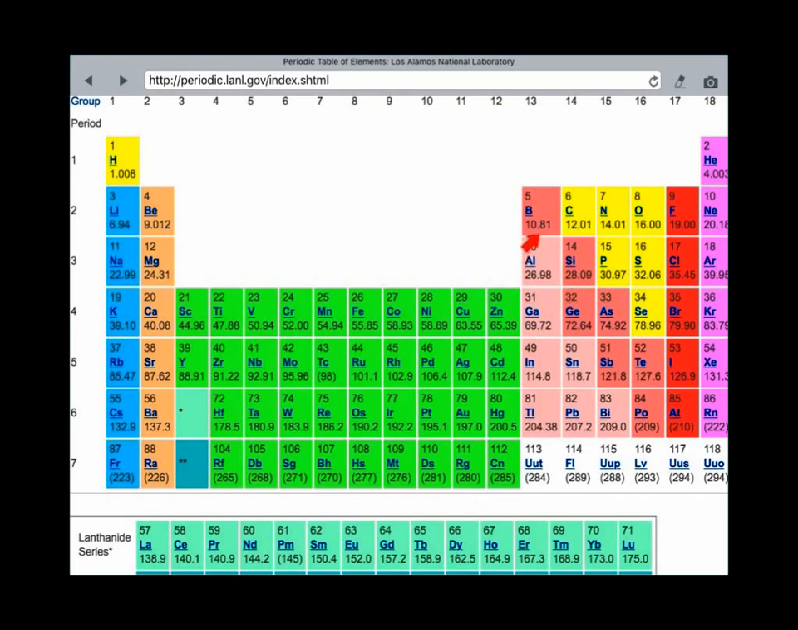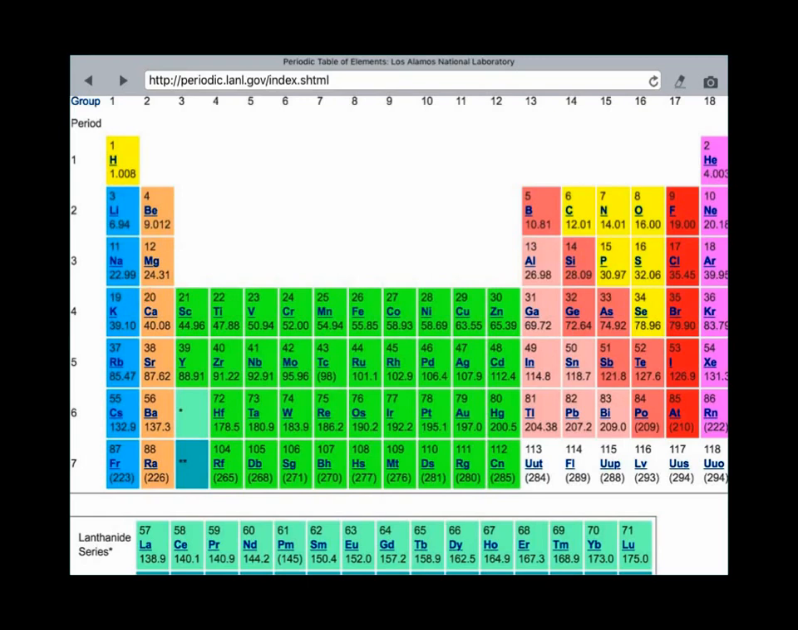For example, boron is 10.81. Fluorine is 19 even. Chlorine is 35.45. Sulfur is 32.06. You have decimal places here, but that's kind of odd because we said that the mass number is equal to protons and neutrons. So if you have a decimal, then how could that be? How could you have, in magnesium's case, 0.31 neutrons? And the answer is you can't.